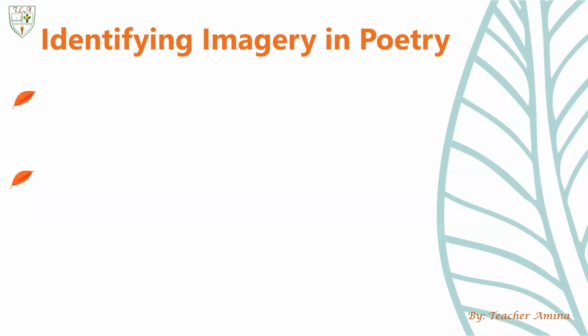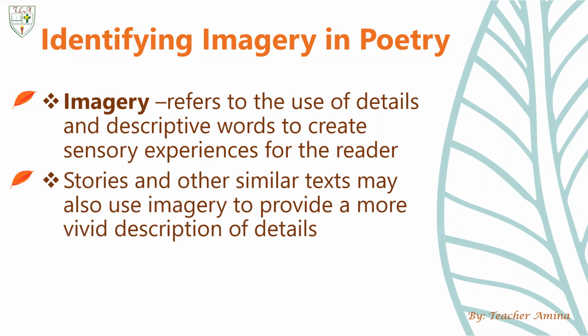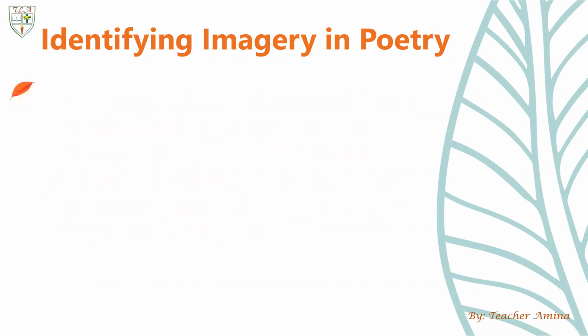What makes poetry beautiful and meaningful is imagery. Imagery refers to the use of details and descriptive words to create sensory experiences for the reader. Aside from poetry, stories and other similar texts may also use imagery to provide a more vivid description of details. So there are 5 kinds of imagery, and here they are.